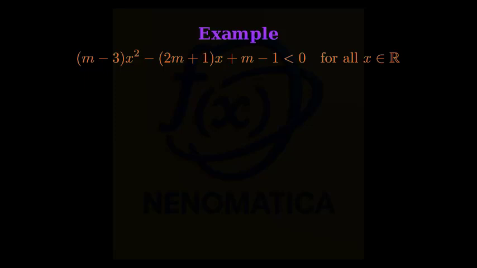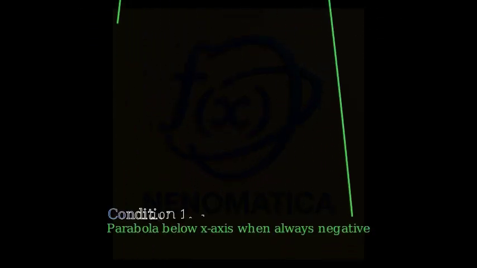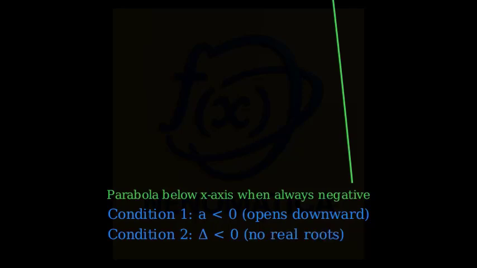If a quadratic expression is always negative, its graph, a parabola, never crosses the x-axis and opens downward. We'll visualize this with a downward opening example that sits entirely below the x-axis. Now for the method. A quadratic ax squared plus bx plus c is always negative for every real x if and only if 2 conditions hold.